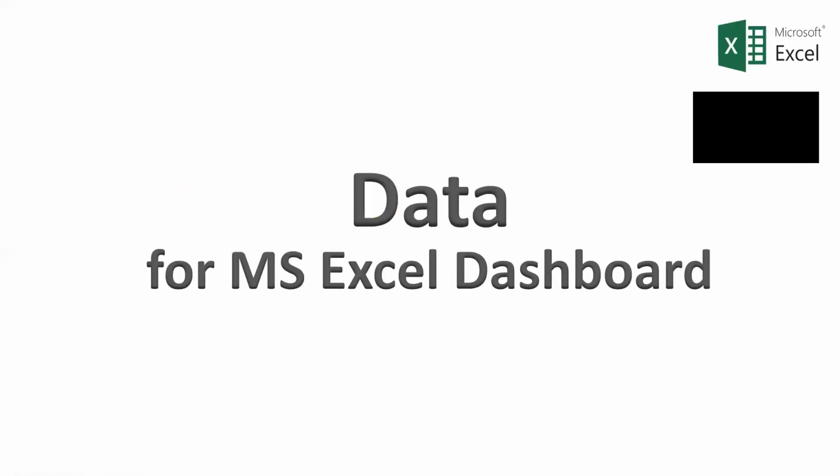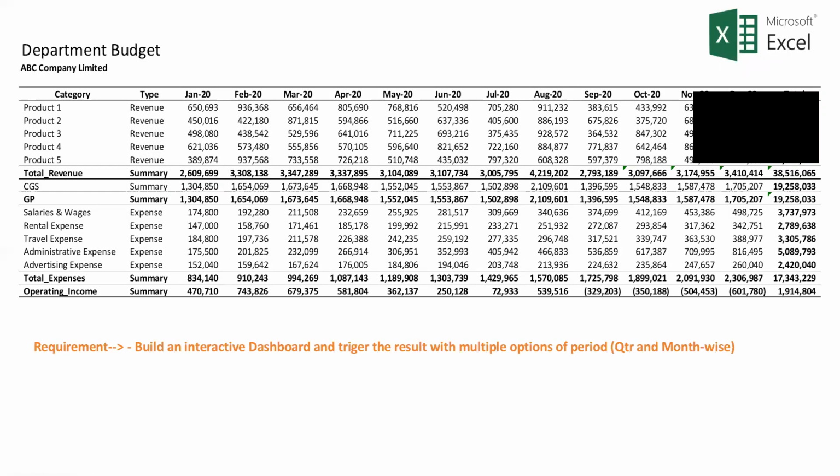See the data from the Microsoft Excel dashboard first. The data is not in columnar form. It is like a pivot report. If you see, there is category, product one, product two, product three, and total revenue, cost of goods sold, gross profit, and expenses detail, the total expenses and operating income. Here I have mentioned in column two the type: it's revenue, the summary detail and expenses detail. And there are 12 columns which represent the months Jan, Feb, March, April, May, and June.